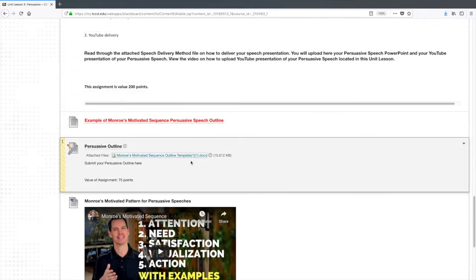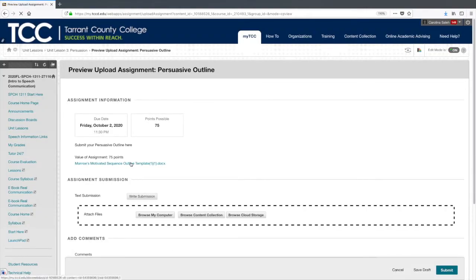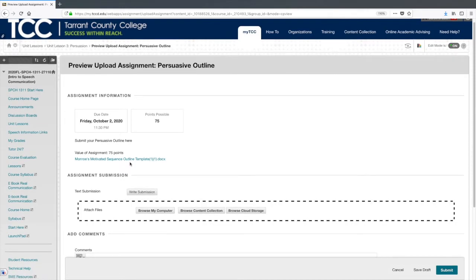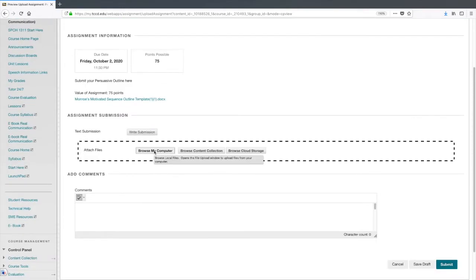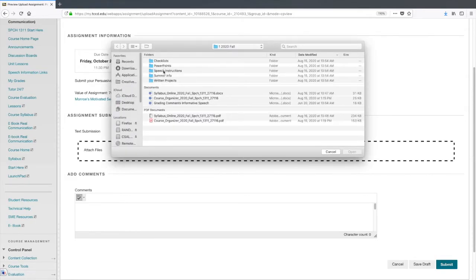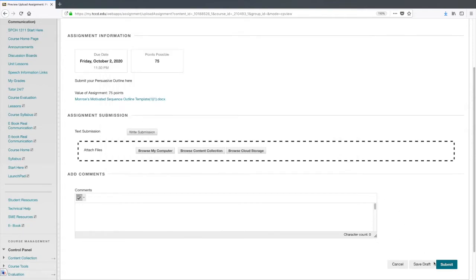So once you have completed your outline, you would go right here. You would click on the Persuasive Outline link. Click on that link. You have saved the outline to your desktop or flash drive. You would click on Browse My Computer. Wherever you saved it, open it up. Then once you open it up, attach it and click on Submit. So this is where you're going to submit your outline.